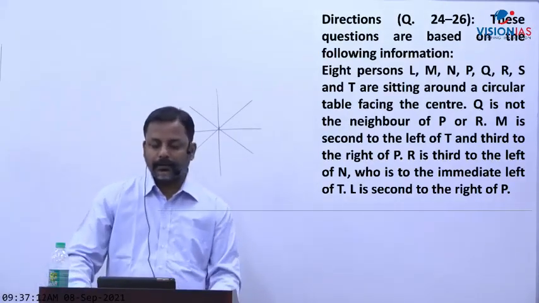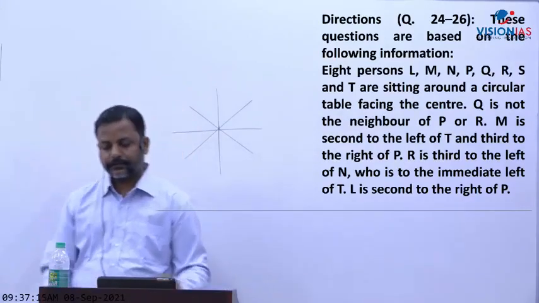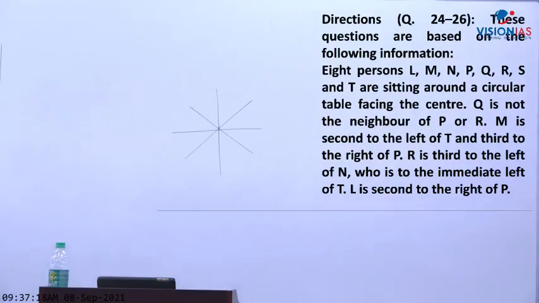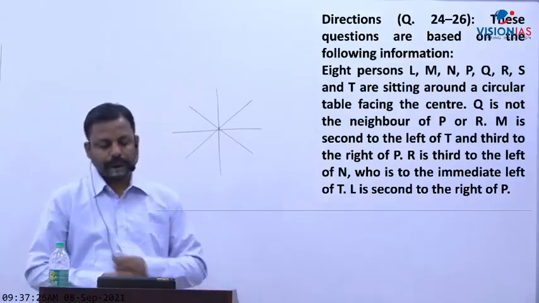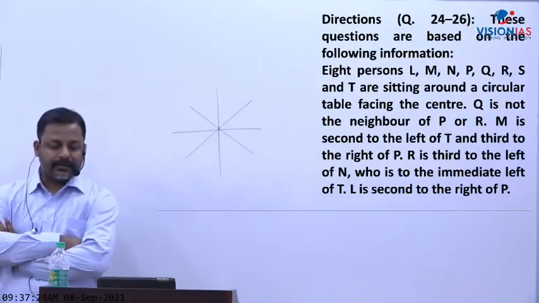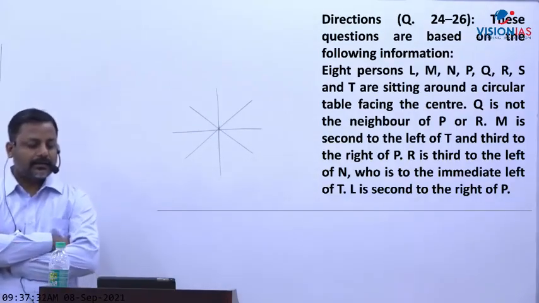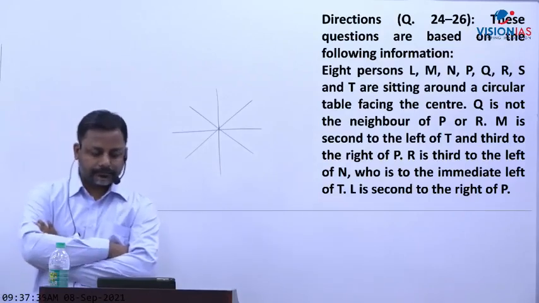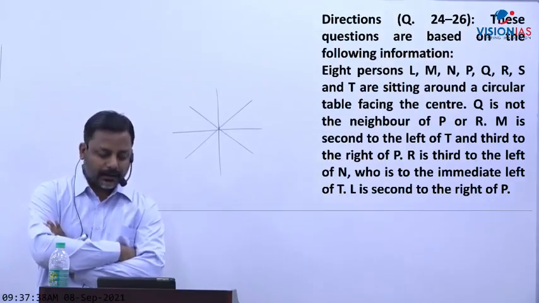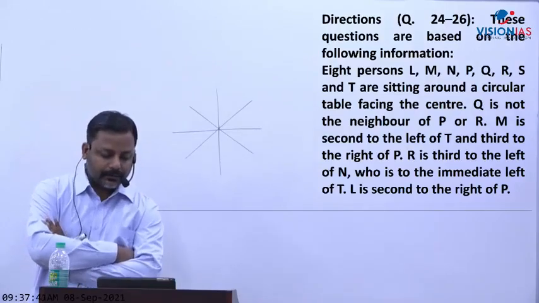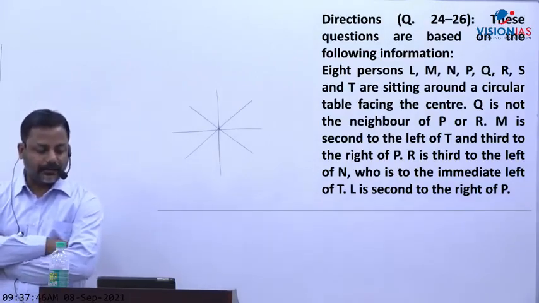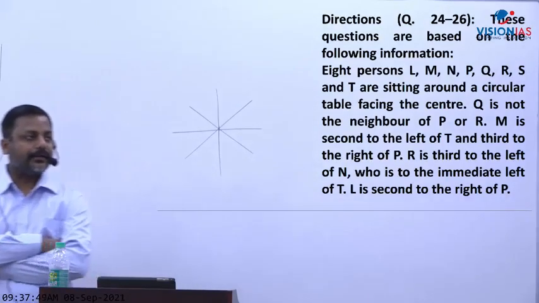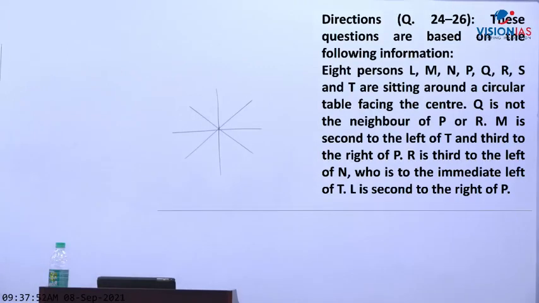Question number 24 to 26. So 8 persons, L, M, N, P, Q, R, S, and T are sitting around a circular table facing the center. Q is not the neighbor of P or R. M is second to the left of T and third to the right of P. R is third to the left of N, who is to the immediate left of T. L is second to the right of P.